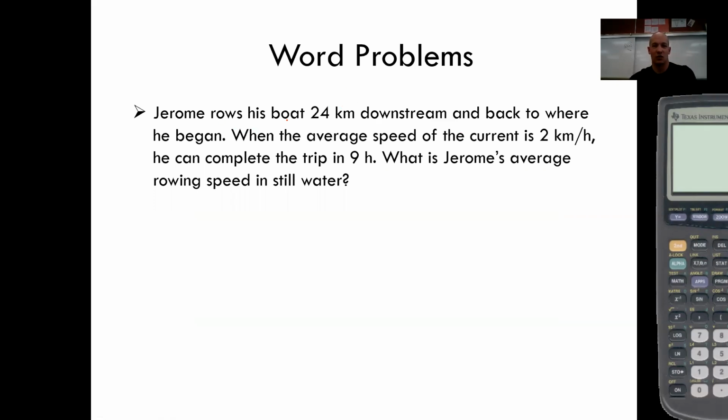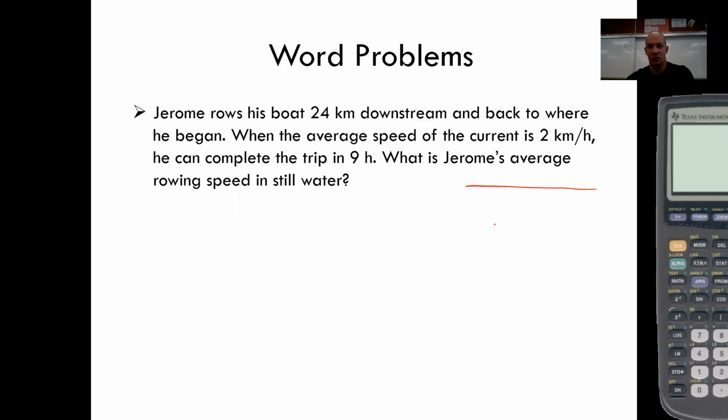Jerome rows his boat 24 kilometers downstream and back. When the average speed of the current is 2 kilometers per hour, so the water's moving, he can complete the trip in 9 hours. What's his average rowing speed in still water? All right, so the first thing I'm going to do is make some sense of what I have here. I'm going to draw a little picture.